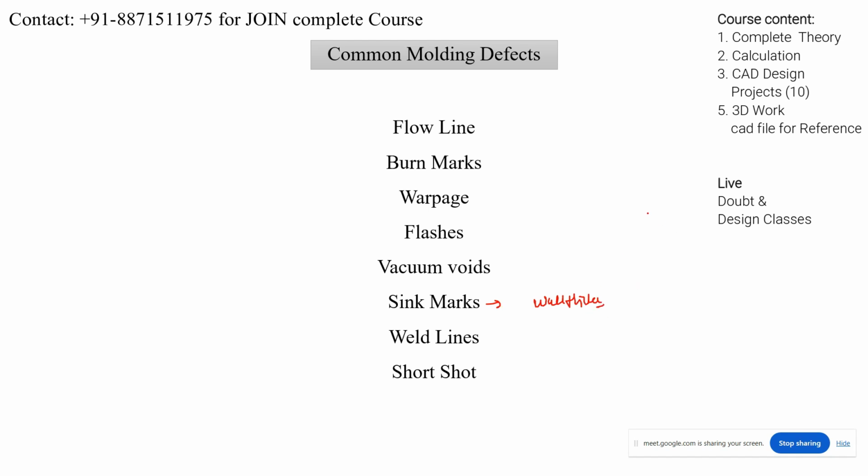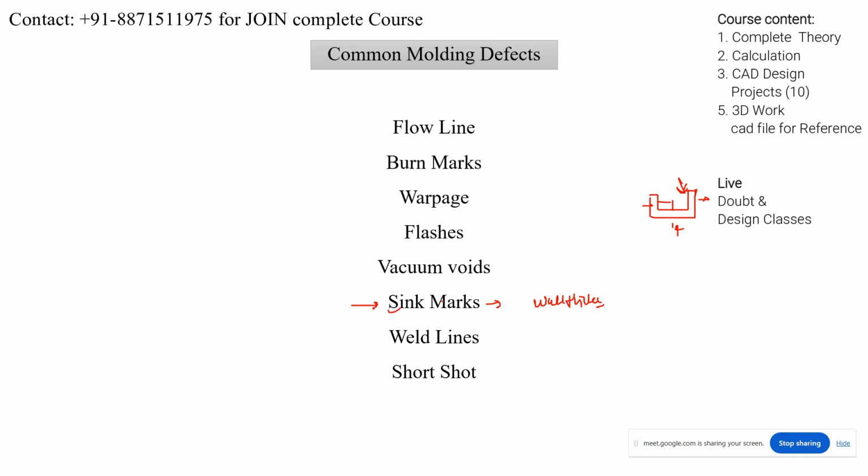For example, if we have a component with a wall thickness like this, here the wall thickness is 2 mm, here it is 3 mm, and this is 4 mm. Sink mark can be related to porosity, or you can say voids, right? So if there is a variation of the wall thickness in the component, that's why sink mark will be produced there.